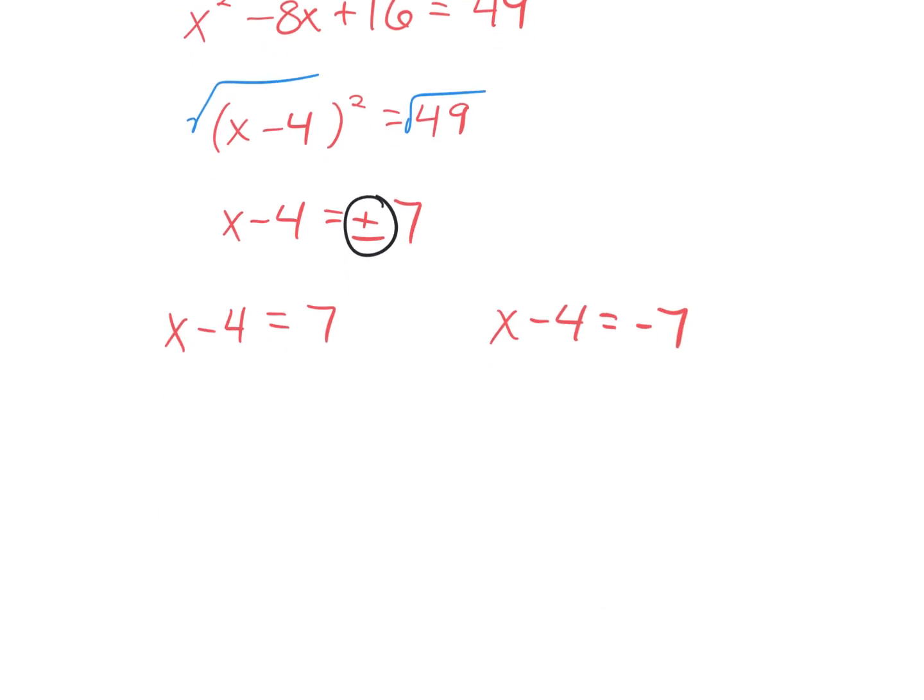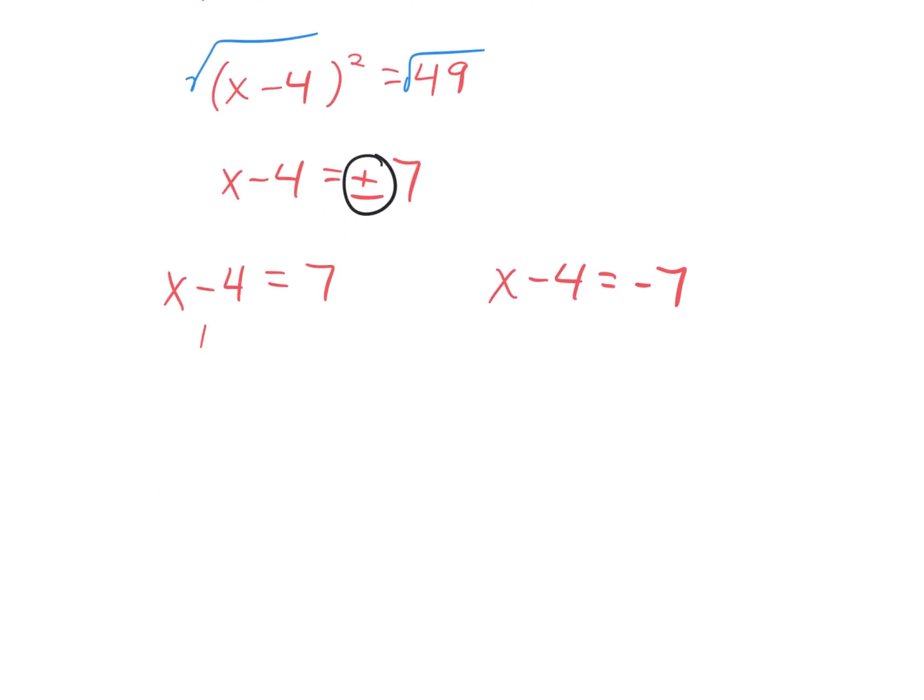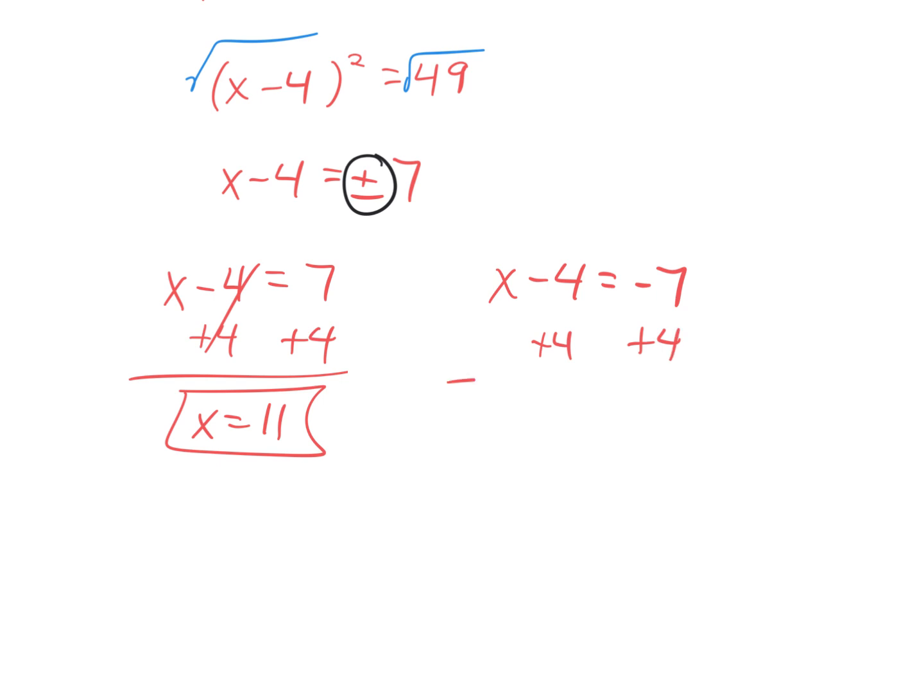Yep. And then how do I solve both of these? Add 4. What's 7 plus 4? 11. And then what is negative 7 plus 4? Negative 3. Good.